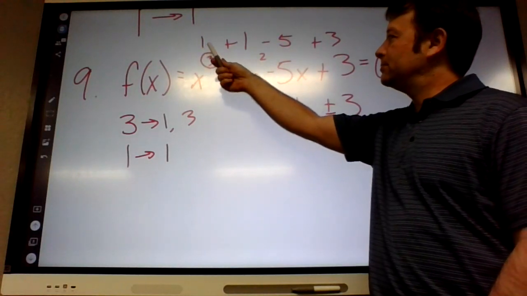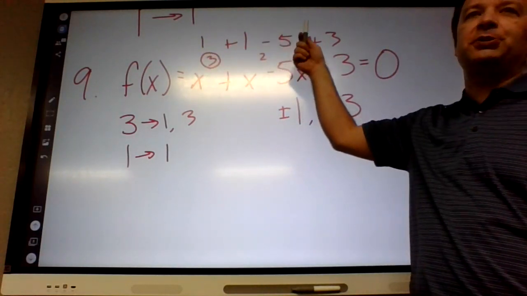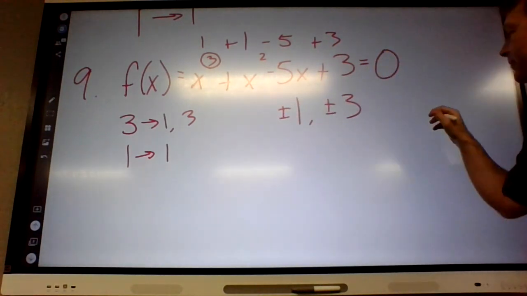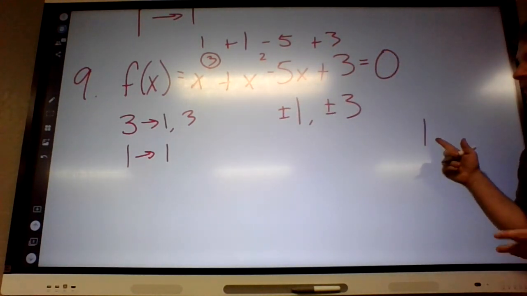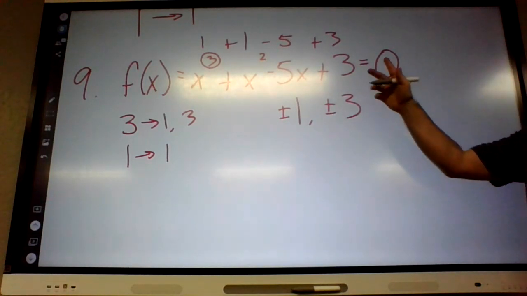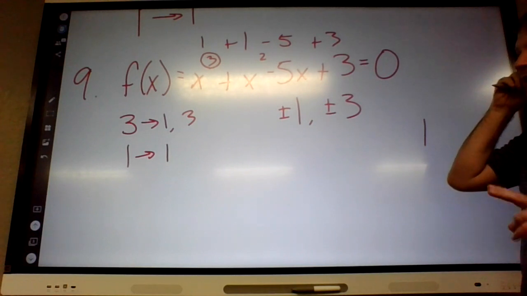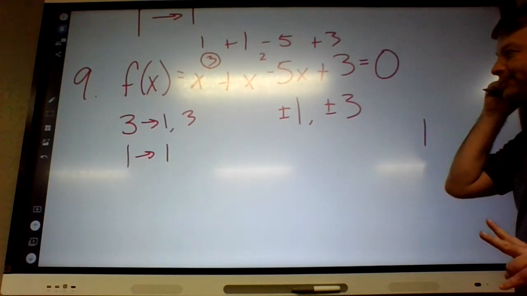Okay, does this equal 0? Yes, it does equal 0. So 1 is one of these zeros of the function, or one of the roots of the function. It's one of the values that will make the function equal 0. Okay, but there should be 2 more.